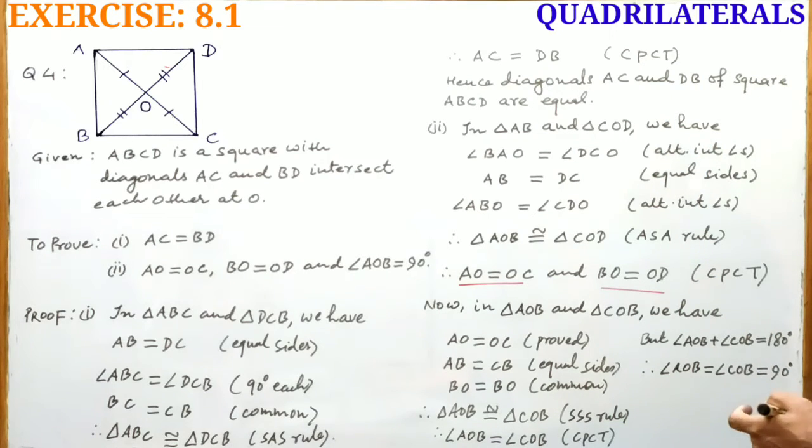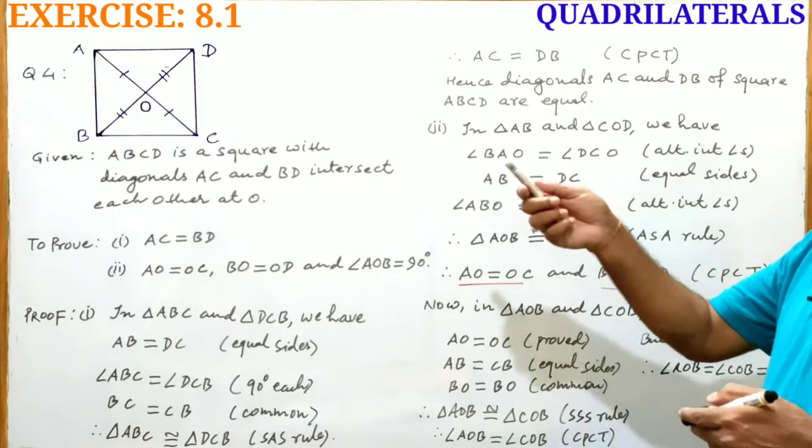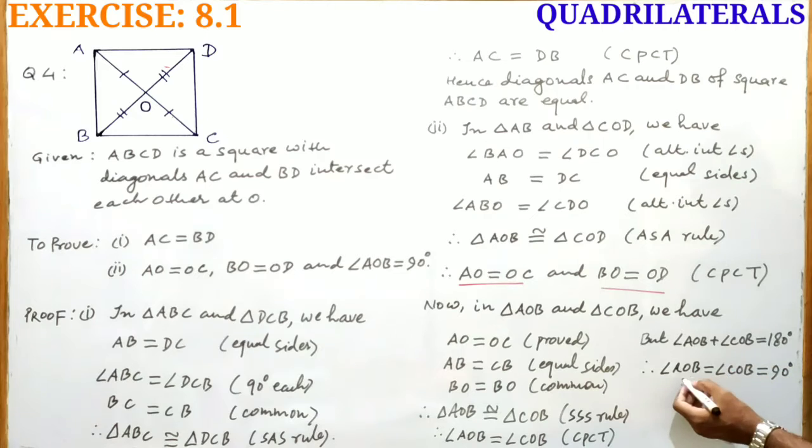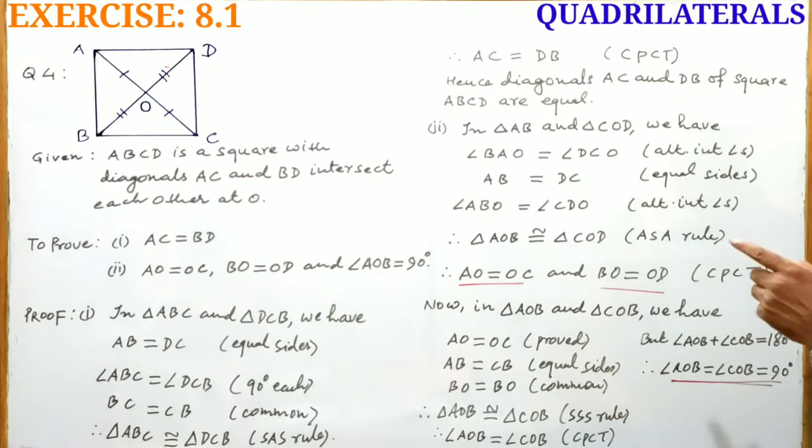Angle AOB equal to 90 degrees proves that diagonals AC and BD intersect at a right angle, and here we have proved that diagonals AC and BD bisect each other. So these two results together prove that diagonals AC and BD of square ABCD bisect each other at a right angle.